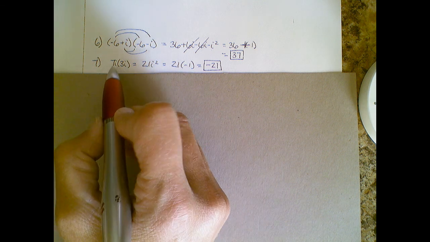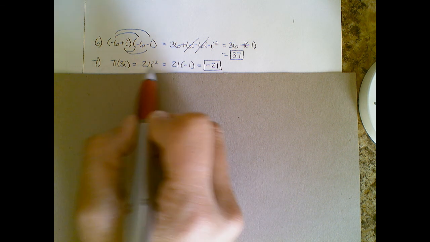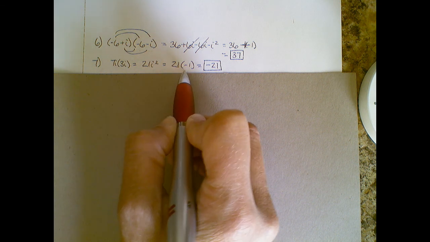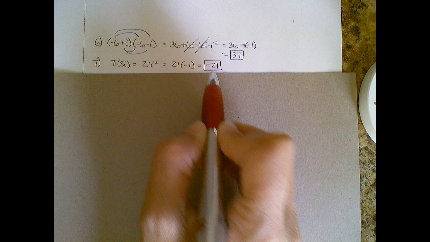The next one, I have 7i times 3i. So there is a multiplication problem. So I get 21i squared. When I multiply these, i squared equals negative 1. So I plug that in. So 21 times negative 1 is negative 21.